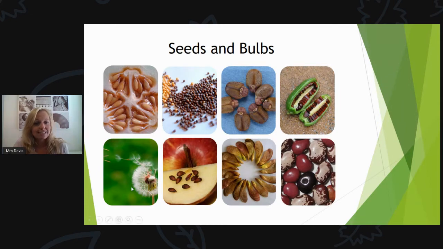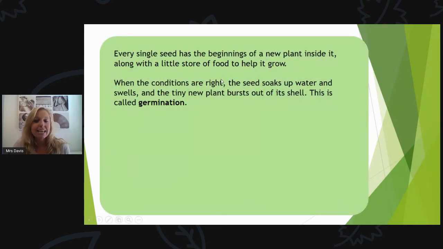And did you know that these are seeds too? When we talk about the dandelion, do you do the blowing and watch them blow away? Some people blow and say how many blows, that's the time it is. But they are seeds as well. Every single seed has the beginning of a new plant inside it, along with a little store of food to help it grow. When the conditions are right, the seed soaks up all the water and swells. When it swells, it means it gets bigger. And the tiny new plant bursts out of its shell. And this is called germination.